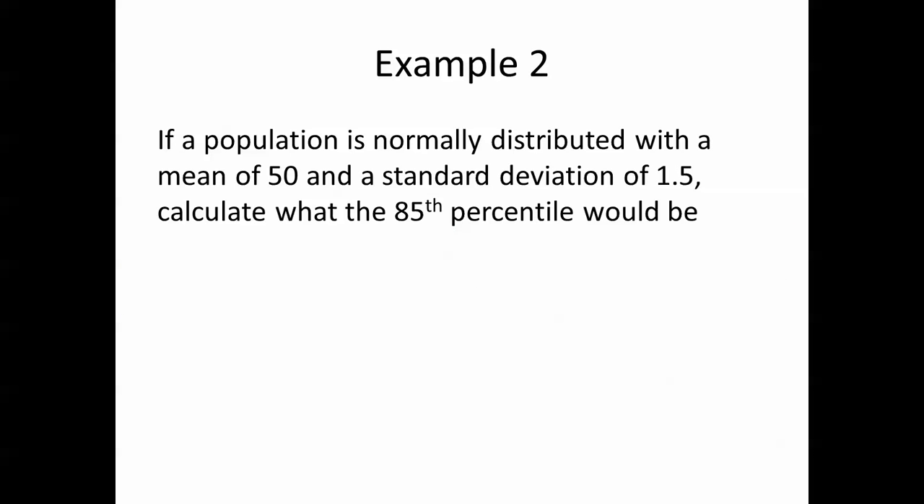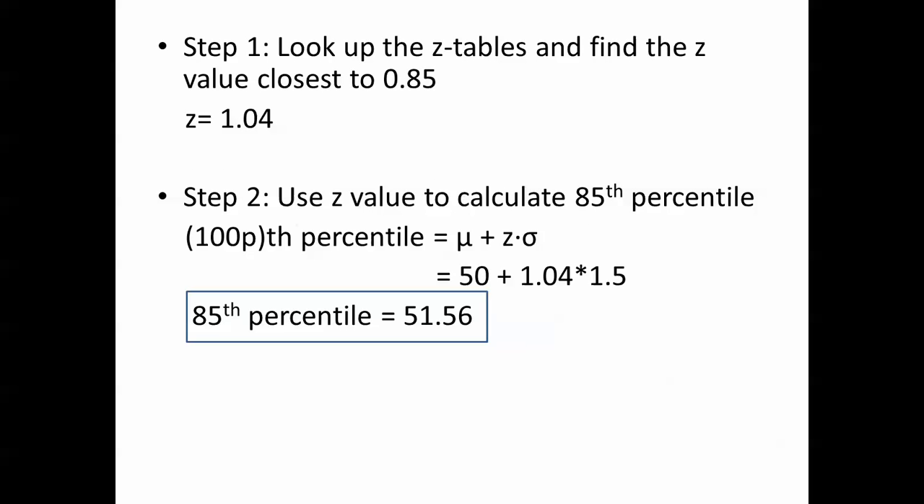We first go to our z-table and find the z-value closest to 0.85 on the table, which turns out to be z equal to 1.04. We then multiply our standard deviation of 1.5 by the z-value of 1.04 and add it to our mean of 50 to get the 85th percentile, which is 51.56.